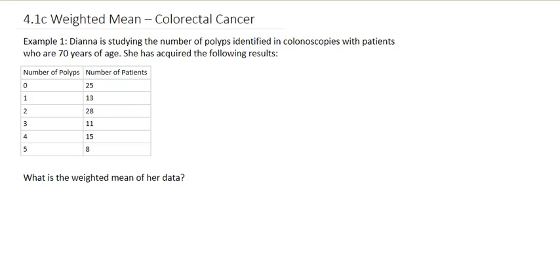Diana is studying the number of polyps identified in colonoscopies with patients who are 70 years of age. She has recorded the following results in the chart below, which is right here. What is the weighted mean of her data?